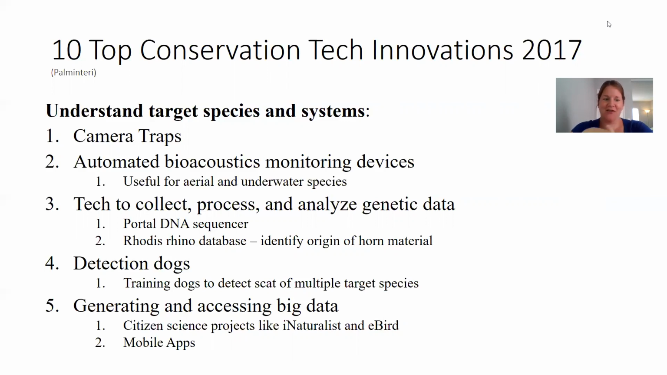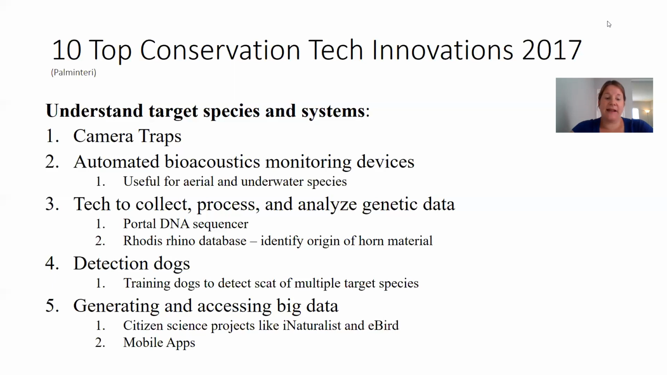Detection dogs. So obviously dogs have been used to track for hundreds of years, but this is a little bit more than just using dogs for hunting. This is using dogs to track down different target species that you're trying to locate, understand their movement and behavior. So training dogs to do conservation work, basically.